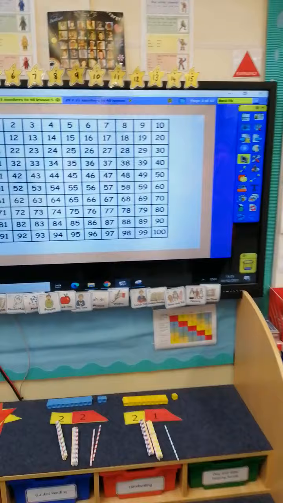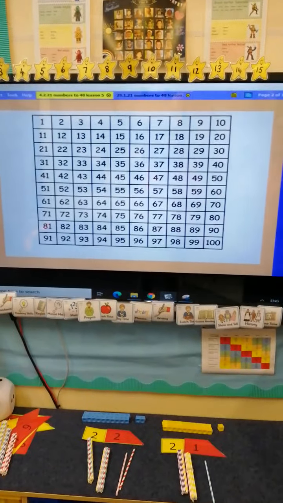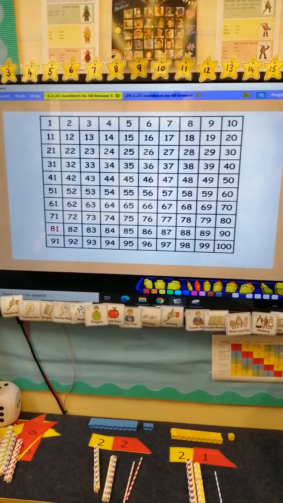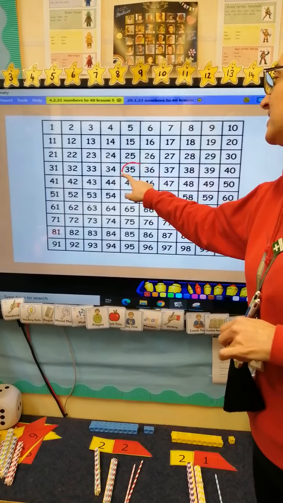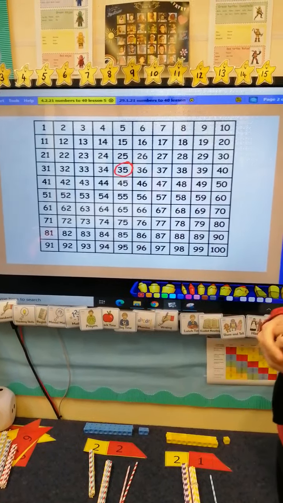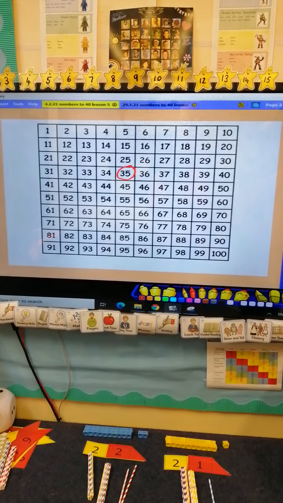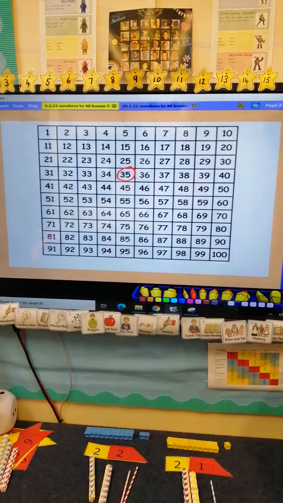Time for your maths lesson today. Let's have a look at our 100 square. Who can find the number 35? 35. Good, well done. Right here, let's say our sentence together. 35 is made up of 3 tens and 5 ones. Say it one more time. 35 is made up of 3 tens and 5 ones.